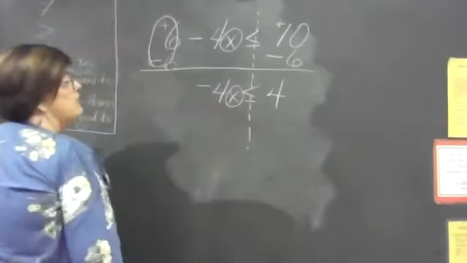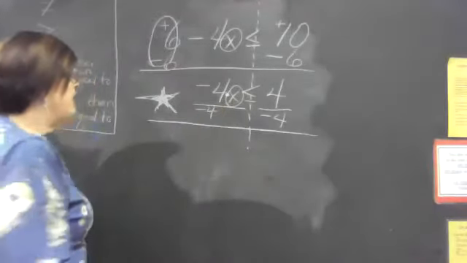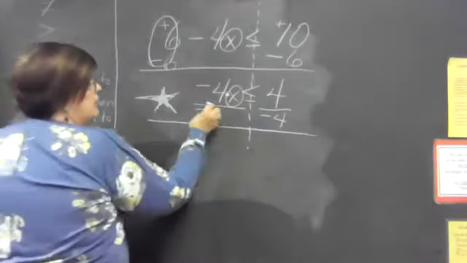Now, here is the step that I want you to remember. In an inequality, if you divide or multiply by a negative, that's the only time. If you divide or multiply by a negative, the next step, you switch the inequality sign. I divided by a negative right here. See where I divided by a negative? That tells me that I have to change this.